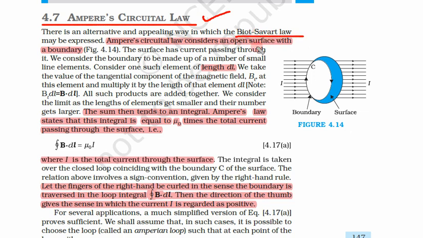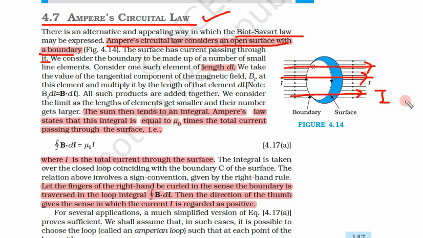So this is also one form of the Biot-Savart's law. Ampere's circuital law: consider an open surface with a boundary. So what we have here? We have an open surface with a boundary. I will explain this figure. The surface has current passing through it. So first of all, we see a current which is passing through this surface. A current I is passing through this surface.